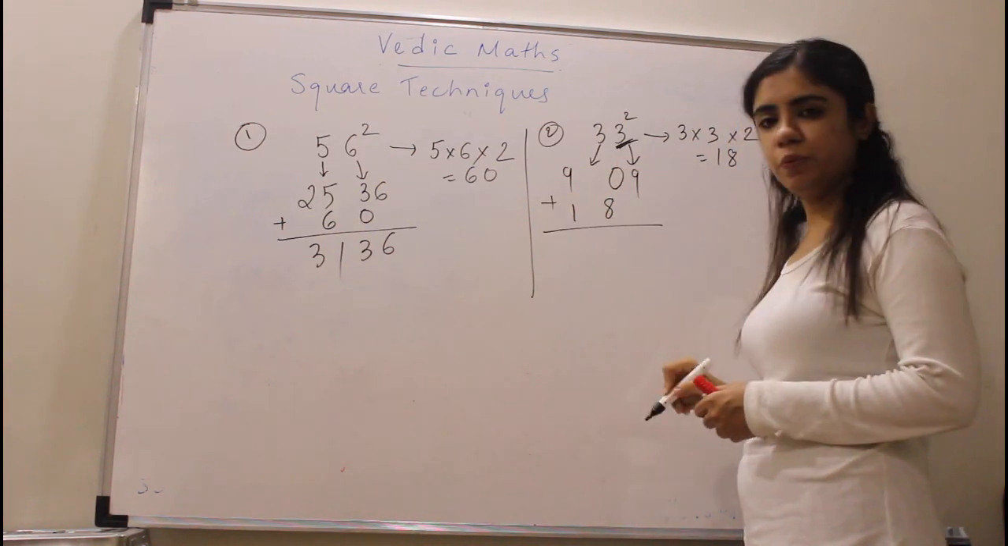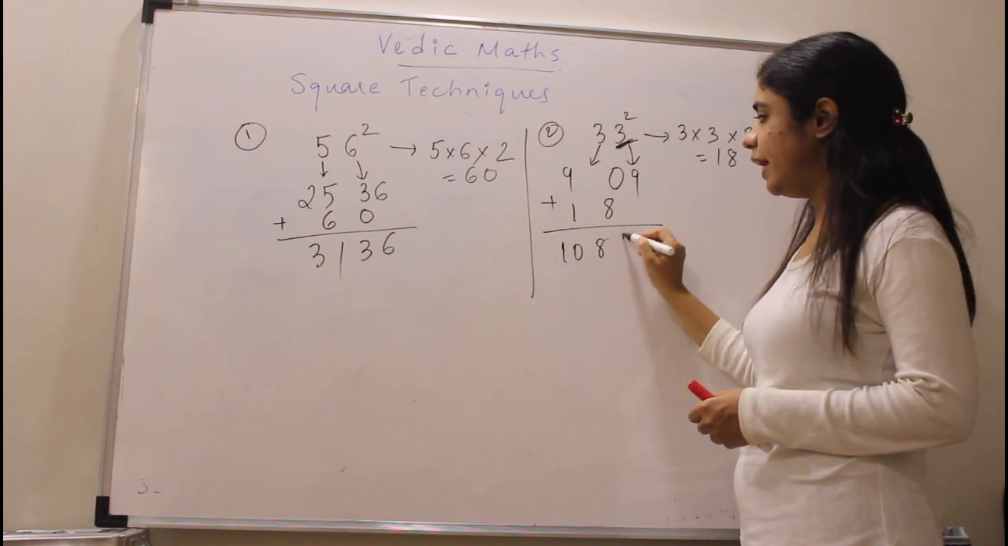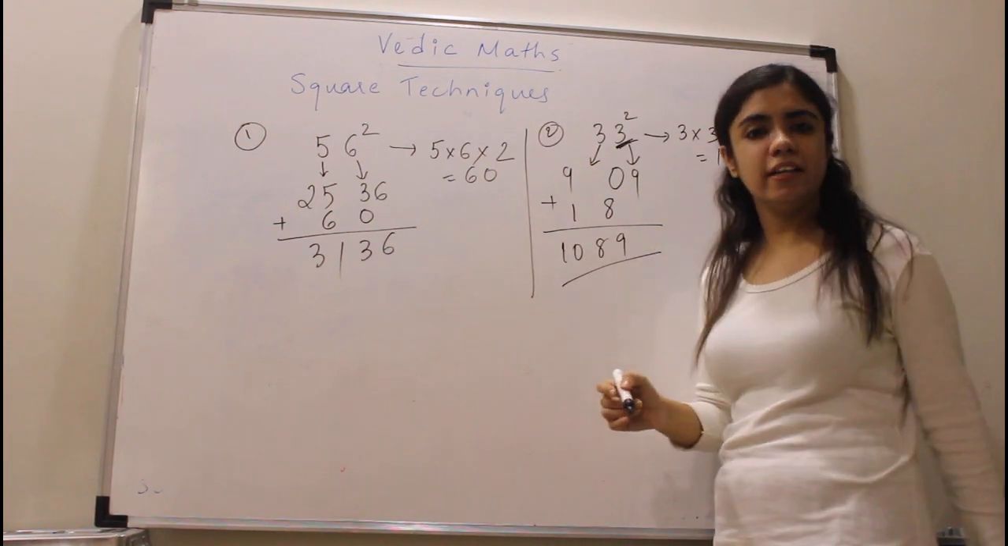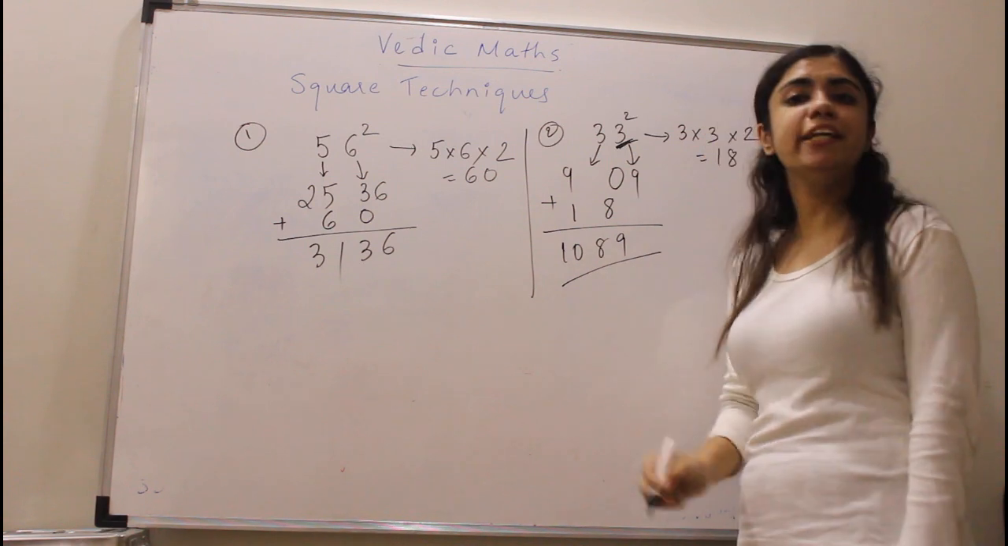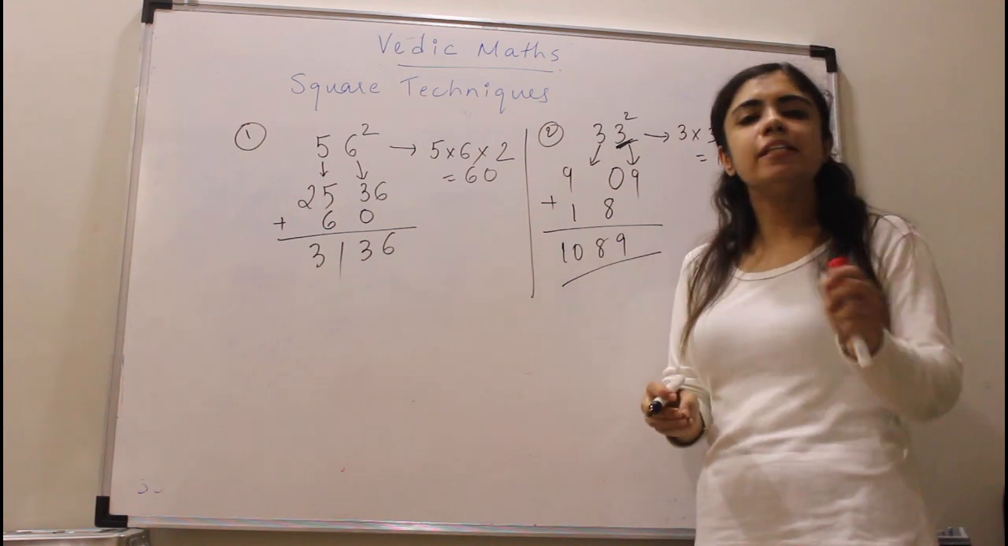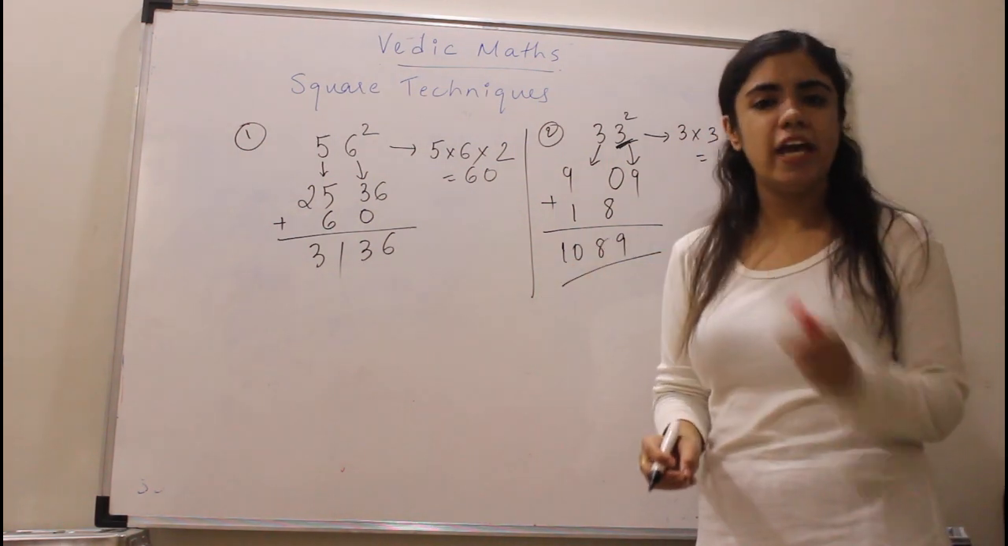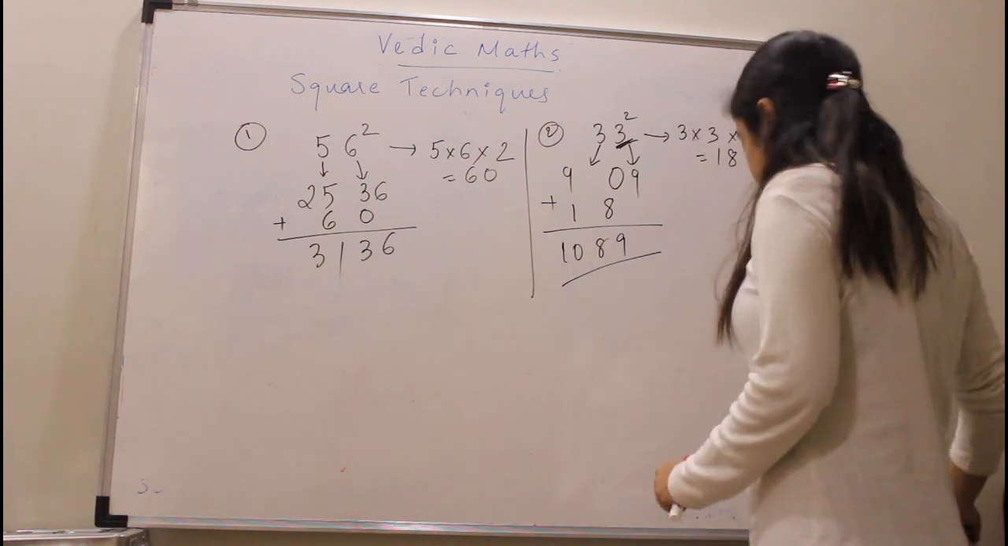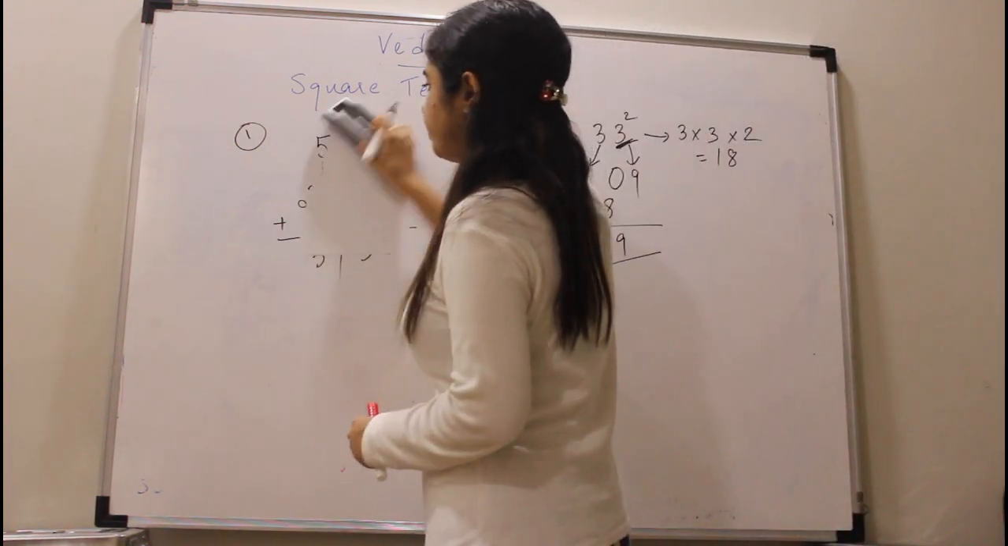I will add these 2. So this will become 1089. So 1089 is your answer. So it hardly took any time. This is one of the best methods to calculate squares of anything easily. Let's see some more examples.